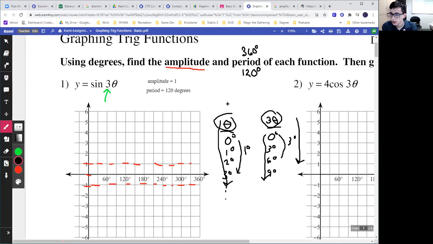Yes, that is correct. Okay, student says, so we would just divide 360 by the number in front of the theta thing to get the period.